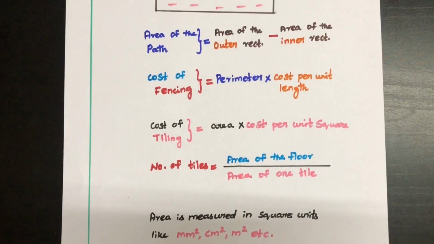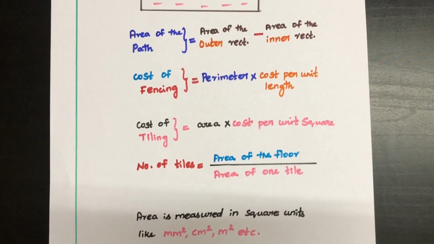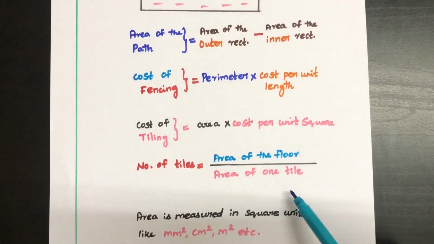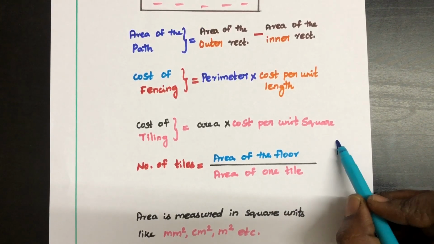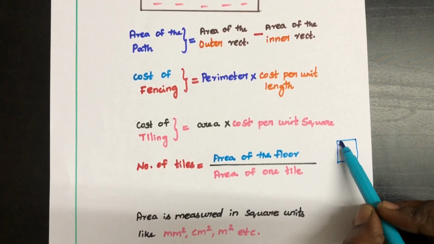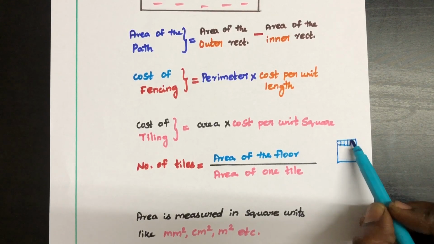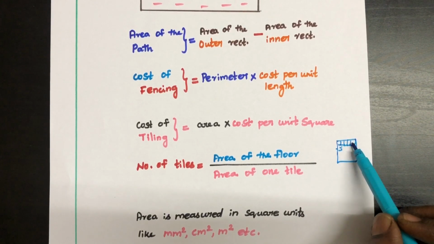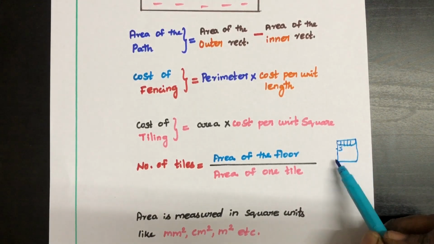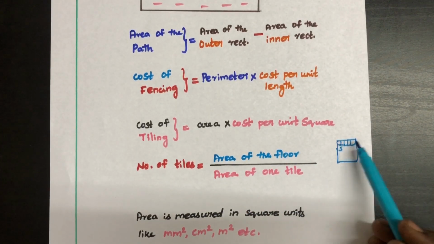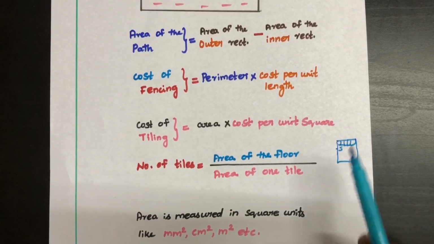So number of tiles. How many tiles are required for a house or for a room? For that we need to know the area of the floor divided by the area of one tile. If we have this much space in a room and these are the tiles we are going to use, we need to know the area of a tile and the area of the floor. If you divide the area of the floor by the area of one tile, we will get the number of tiles needed.